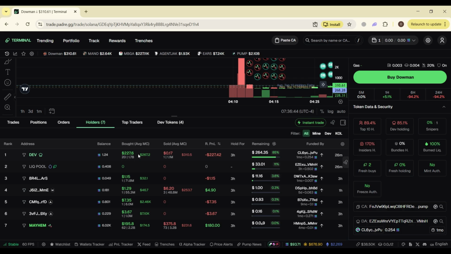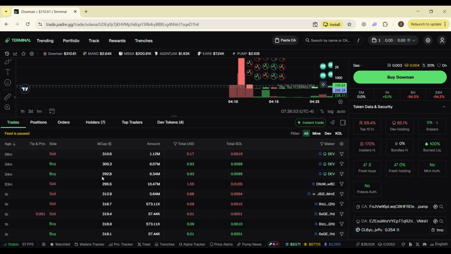Okay, so what about early market activity? When migration happens, the terminal often shows live trading activity. Let's see in the trade section. You are seeing the trades here as well, but for now the feed is live.